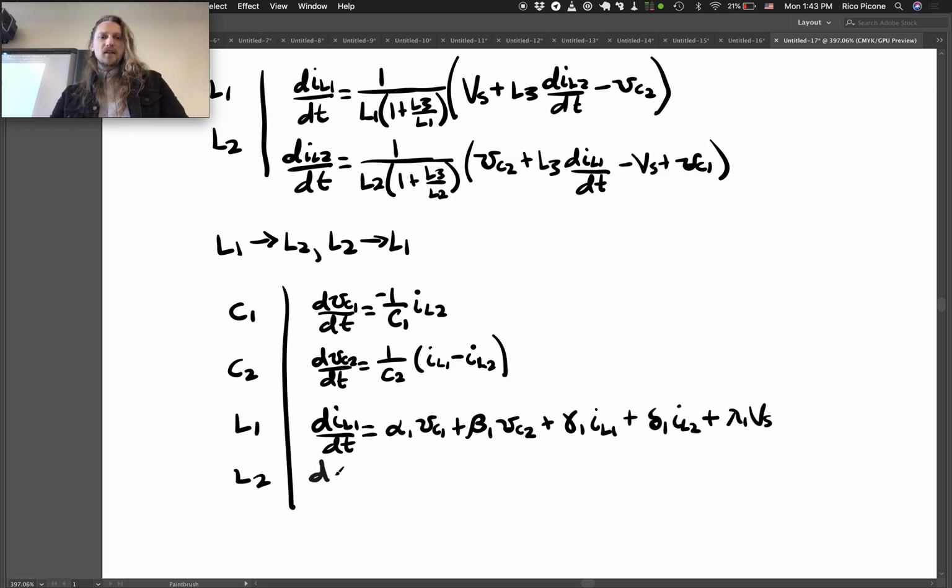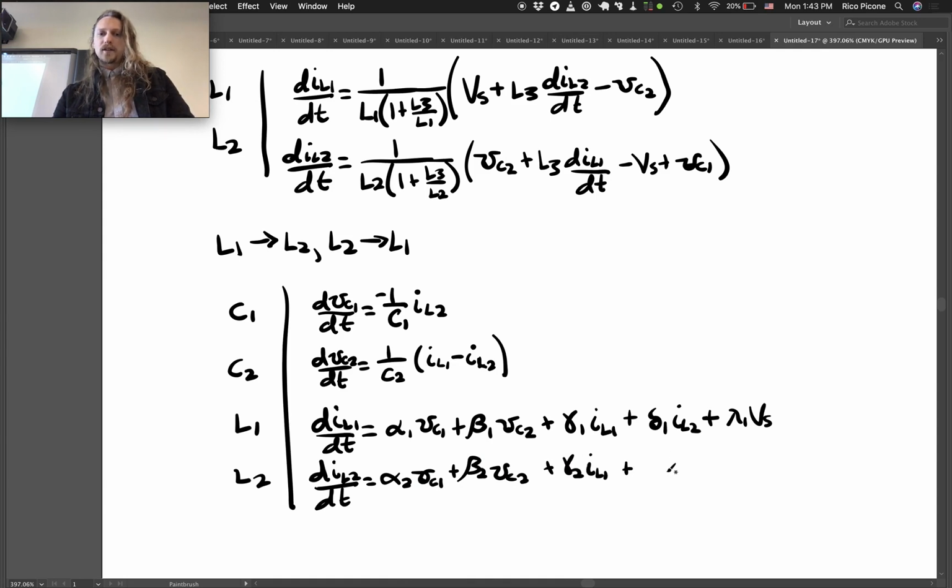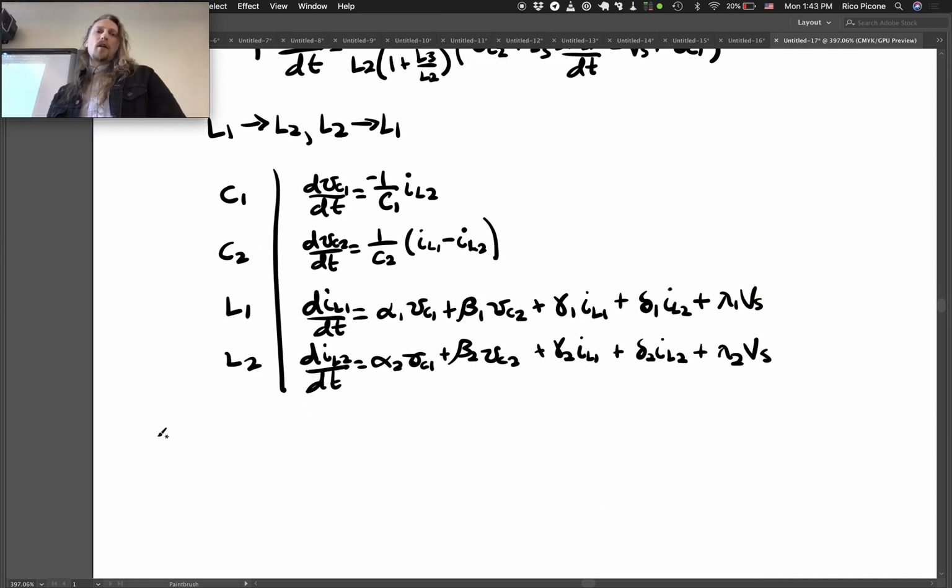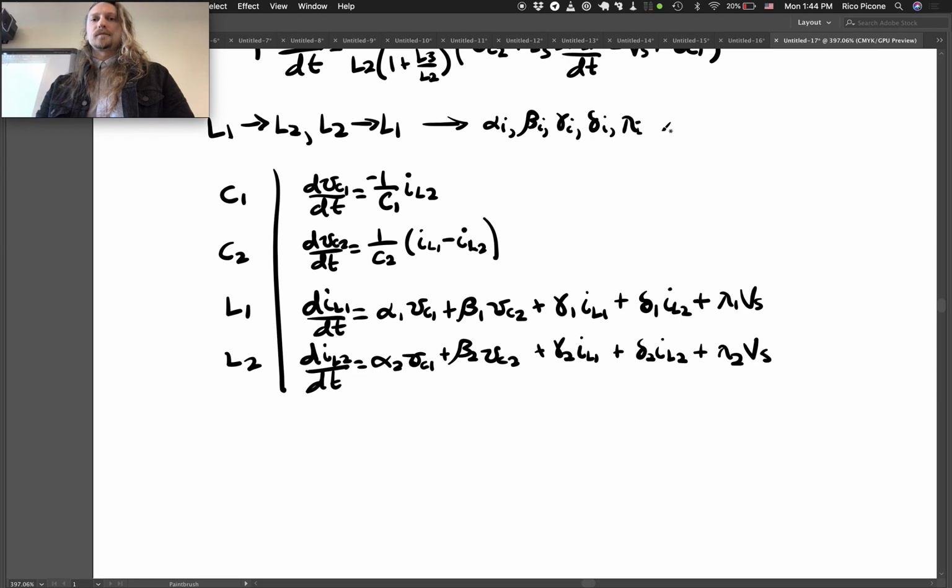Okay? This other equation will look very similar, right? dIL2/dt is going to have some other alpha, so alpha 2 Vc1 plus some beta 2 Vc2 plus some gamma 2 IL1 plus some delta 2 IL2 plus some lambda 2 Vs. So here are our state equations, where these will give you the alpha i, the beta i, the gamma i, the delta i, and a lambda i. Okay?